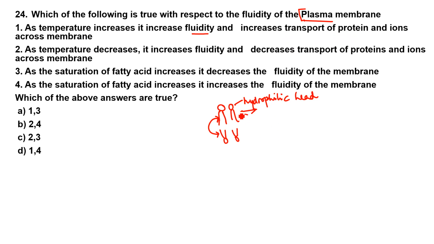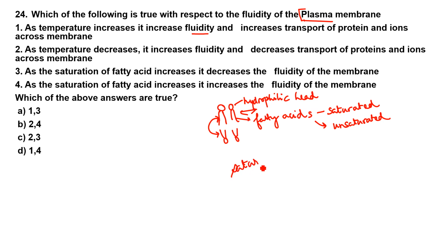If you see the structure of lipid bilayers, they have fatty acids. Depending on what type of fatty acids are present, whether saturated or unsaturated, that will determine the fluidity of the plasma membrane. If the saturated fatty acids are more in number, then the fluidity of the plasma membrane will decrease. Saturated fatty acids decrease membrane fluidity.